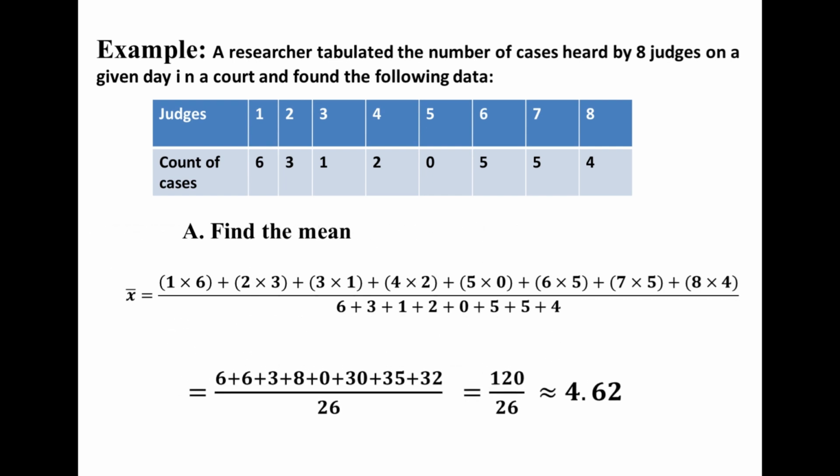Then it equals 1 times 6, 6; 2 times 3, 6; plus 3 times 1, 3; plus 4 times 2, 8; plus 5 times 0, 0; plus 6 times 5, 30; plus 7 times 5, 35; plus 8 times 4, 32; all over 26, which equals 120 over 26. It is approximately 4.62.